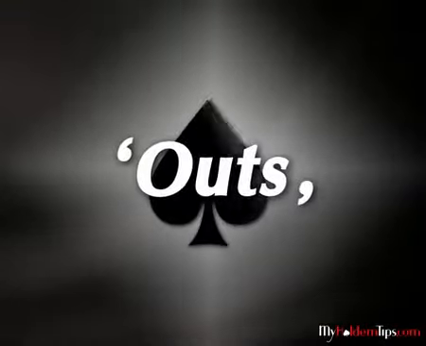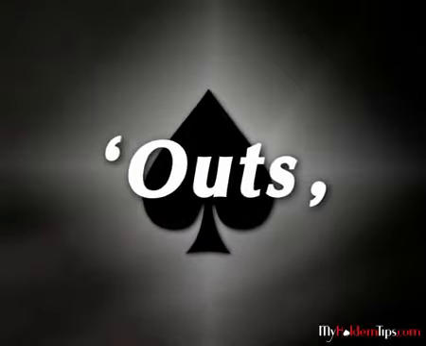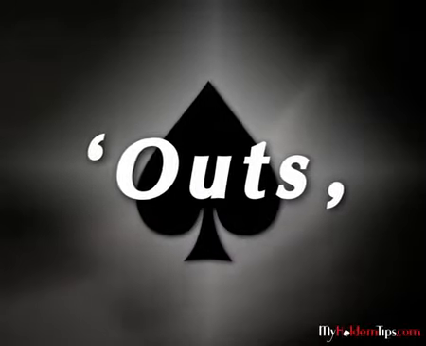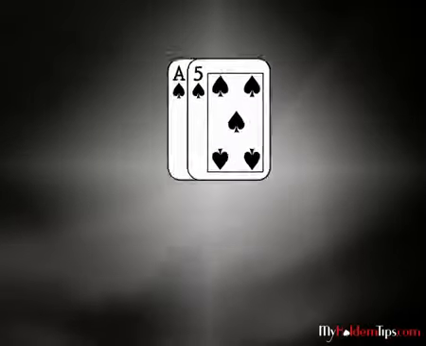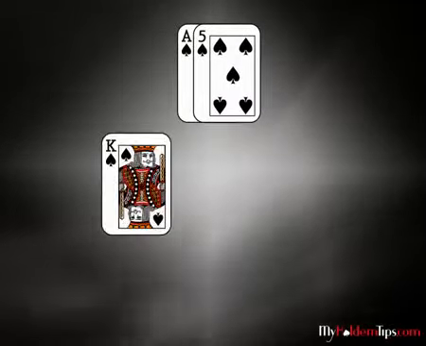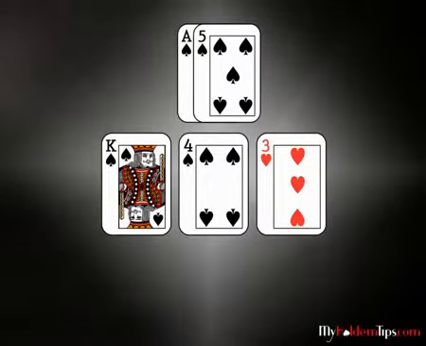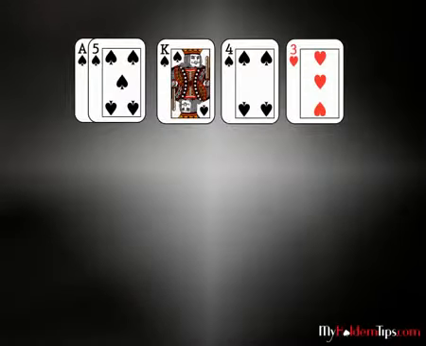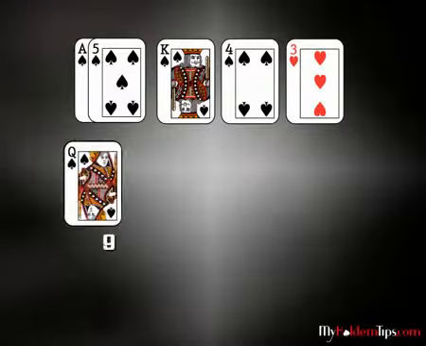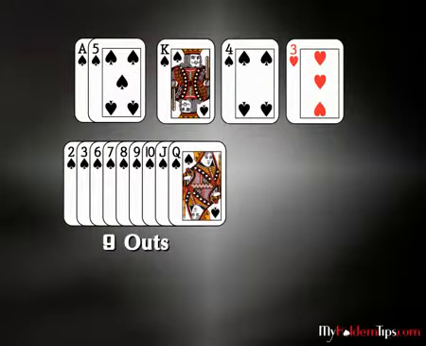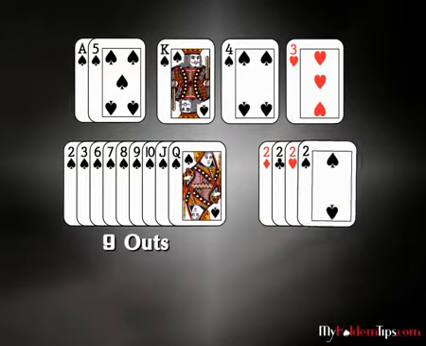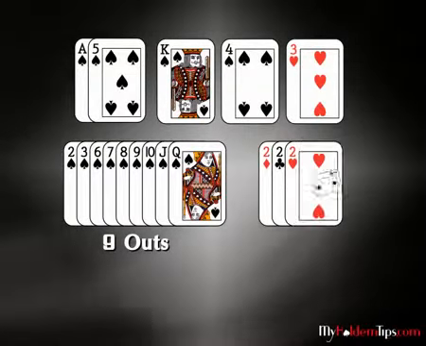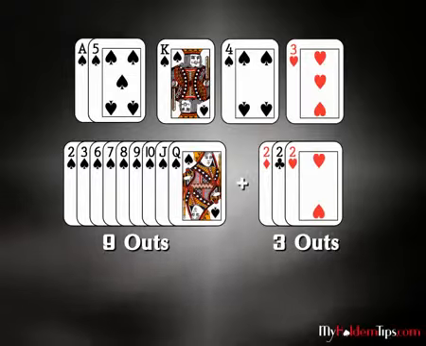Some basic terms first. Outs: the number of cards left in the deck that will improve your hand. For example, if you hold Ace of Spades and 5 of Spades, and the flop is King of Spades, 4 of Spades, and 3 of Hearts, it seems that you have 13 outs: 9 Spades that will make you a flush, and another 4 twos. But pay careful attention not to count the 2 of Spades twice. Therefore, you have only 12 outs.